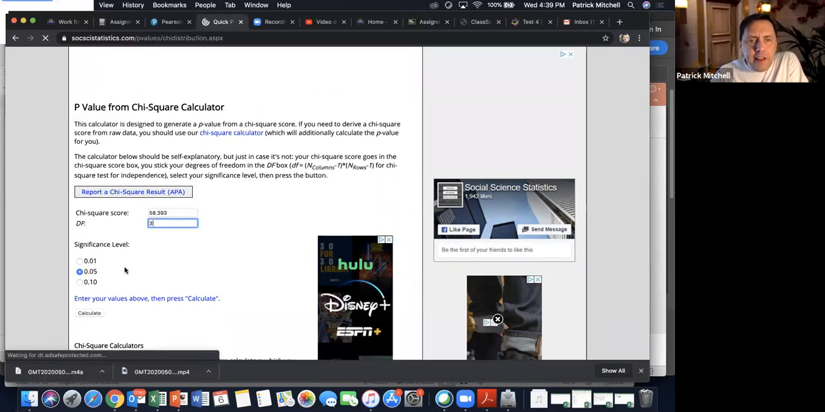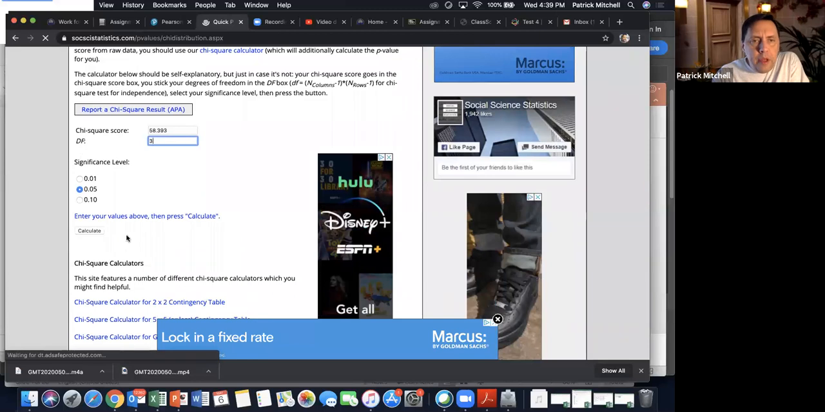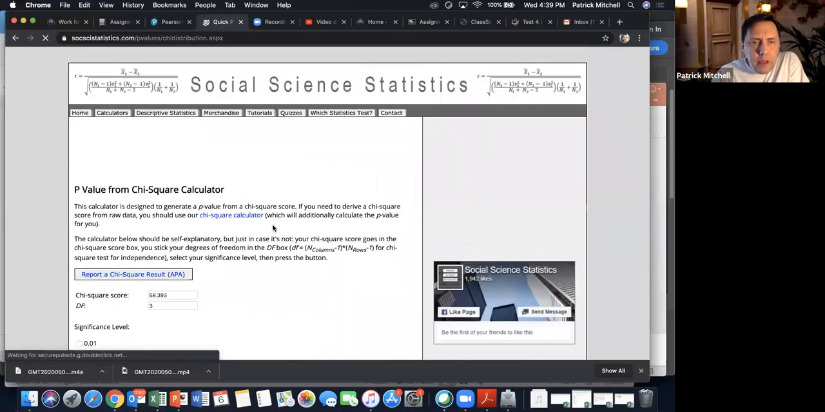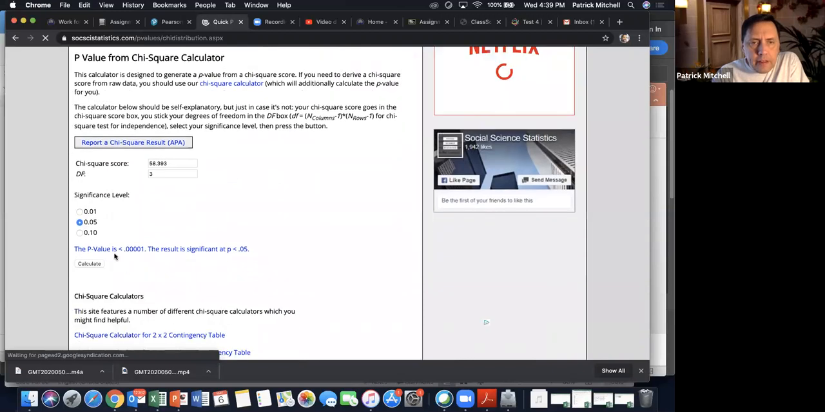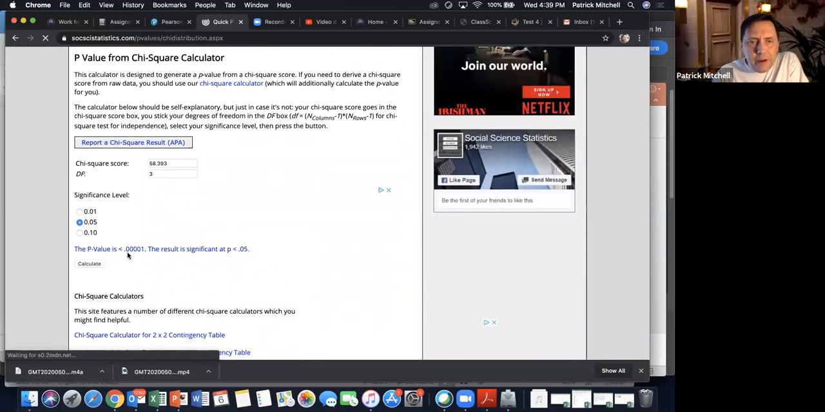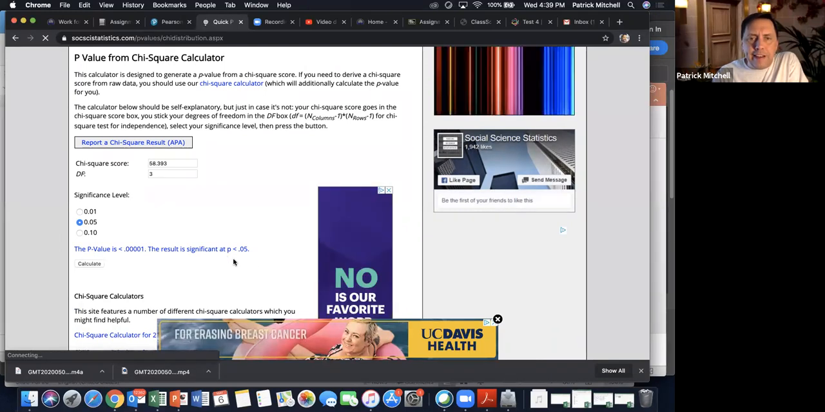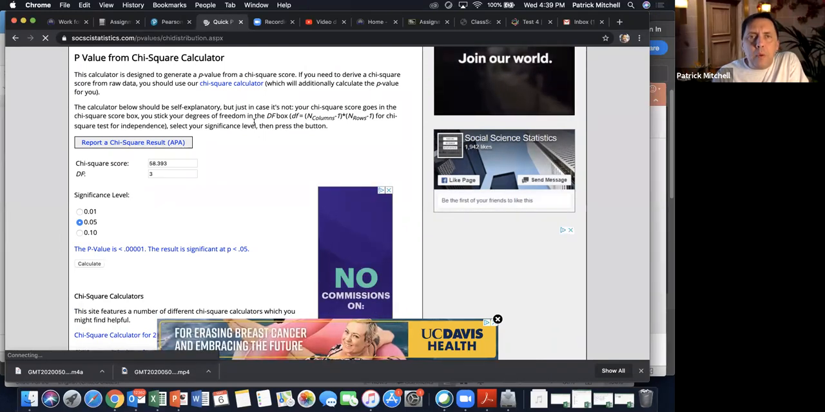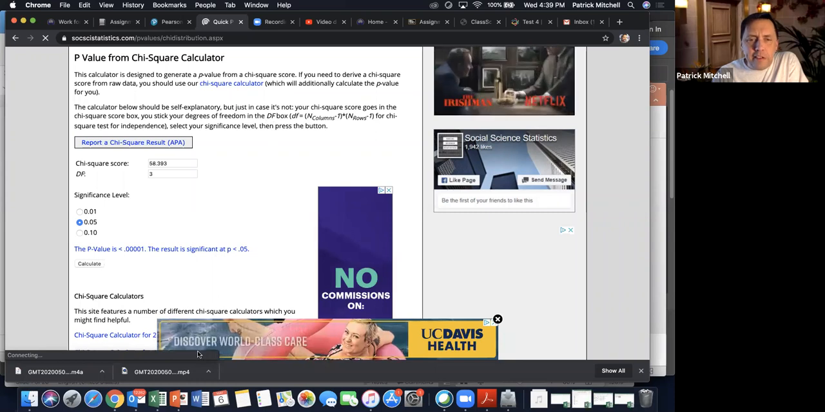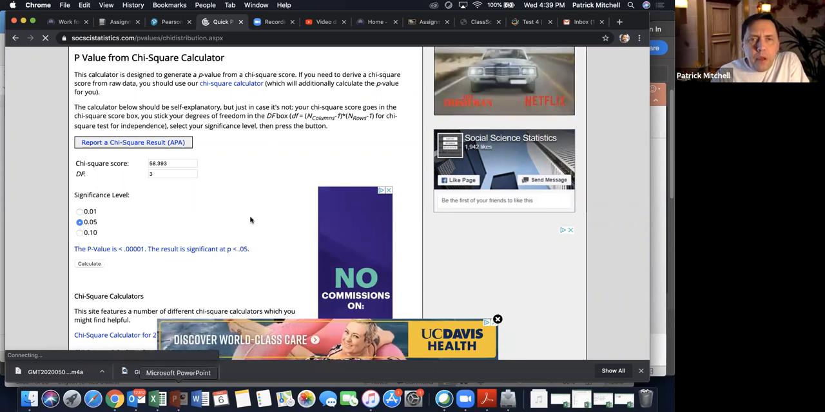The significance level is 0.05, and I hit calculate, and it's telling me that the p-value is less than 0.00001. And so this result is significant at a 0.05 significance level. All right.